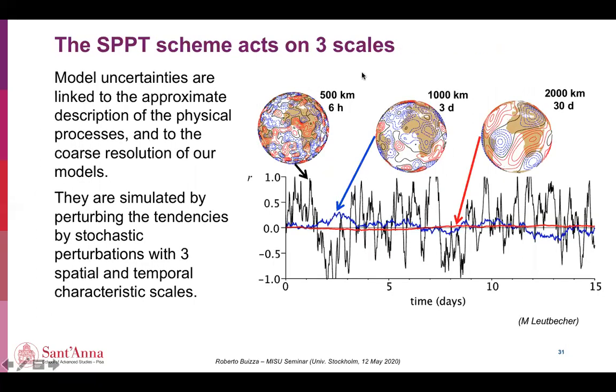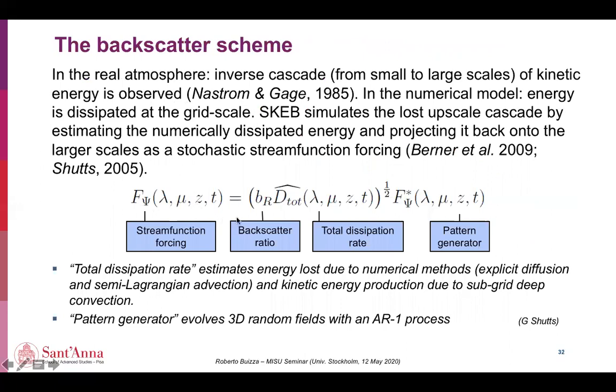The SPPT scheme acts on 3 scales to try to take into account errors happening over fast and small scales and over a long and slow scale. And the backscatter scheme tries to compute the energy that the model dissipates due to processes, due to parameterizations, and reinject part of it, so a ratio of it, into the large scale, into, in this case, the stream function, with a certain pattern that we wanted to enforce.